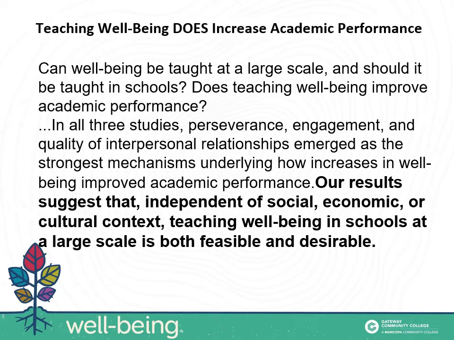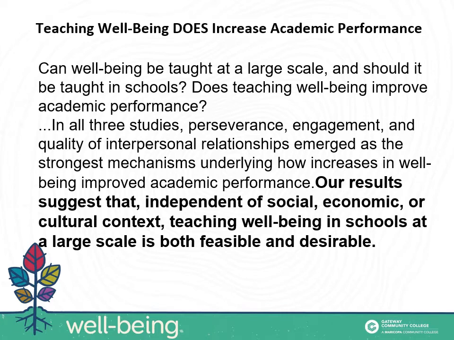And so his conclusion brings together 3 different studies that he did that had a lot of participants in those studies. But the conclusion of perseverance, engagement, and quality of interpersonal relationships emerged as the strongest mechanisms. So those are some of the variables that they looked at, and those were the mechanisms that had the highest correlation in how we can increase well-being, and how it improves academic performance.